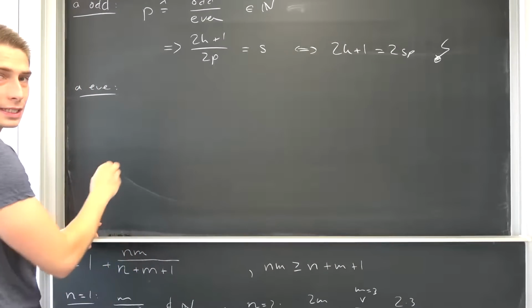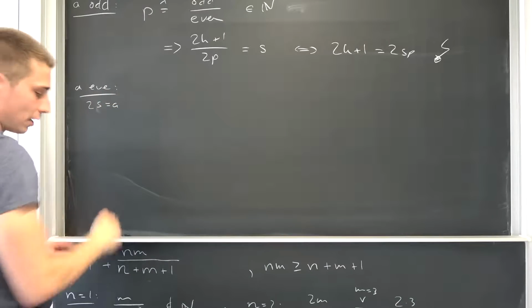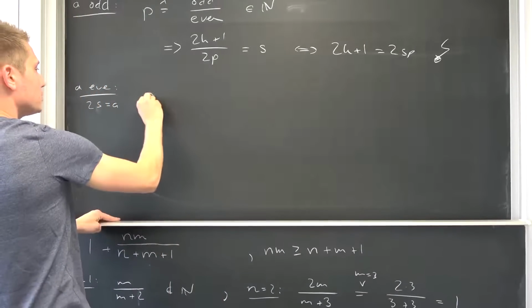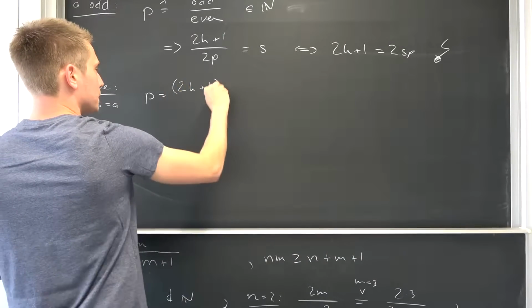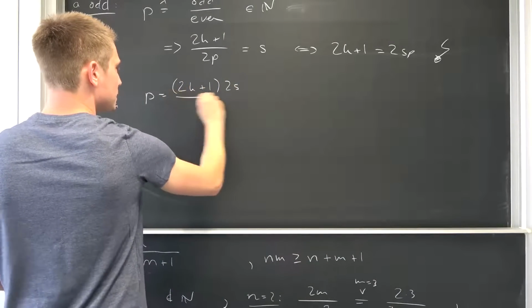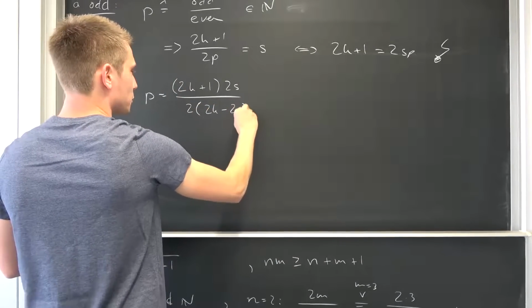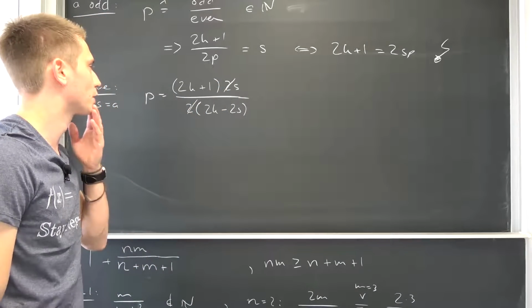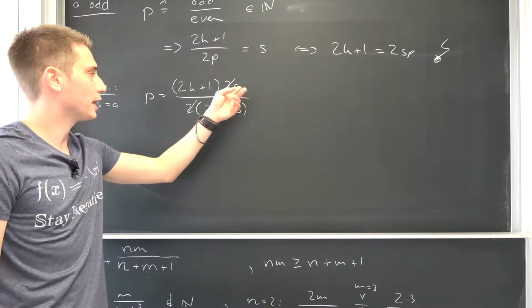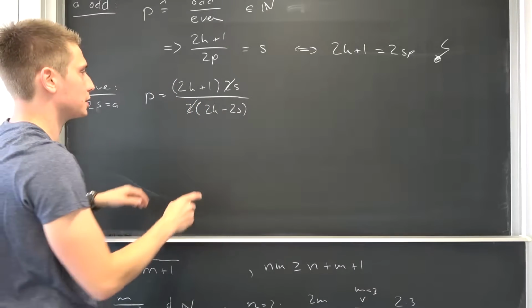Now we are going to take a look at a being even. If a is even, that means it's of the form 2 times s is our a. Thus, we know that our p is 2 times k plus 1 times 2 times s over 2 times 2k minus 2s. 2 and 2 is going to cancel out. And this is something that does work out. Depending on your s, yet again, it's kind of the same situation. But this is something that does work out indeed.